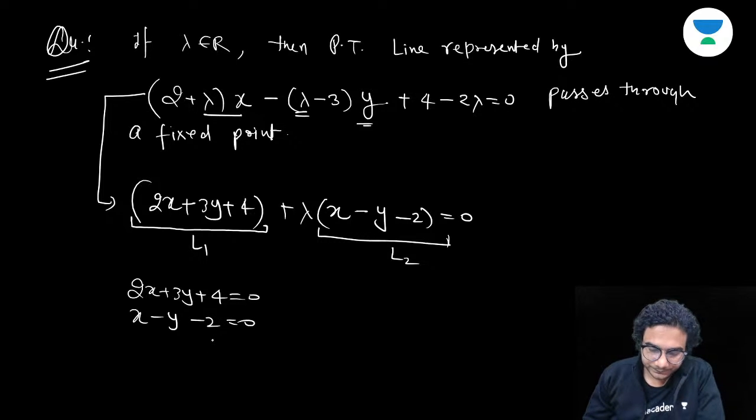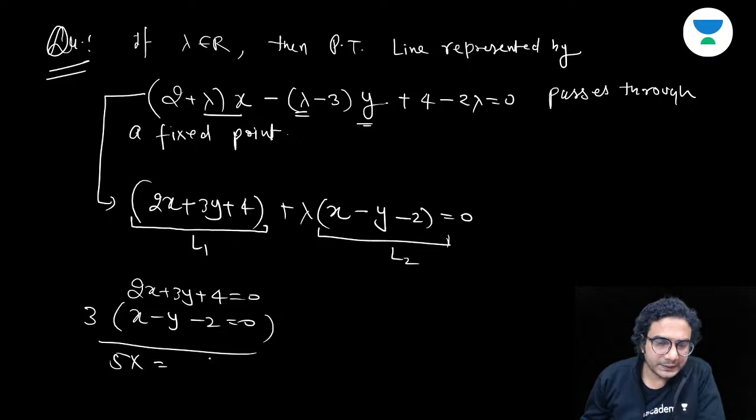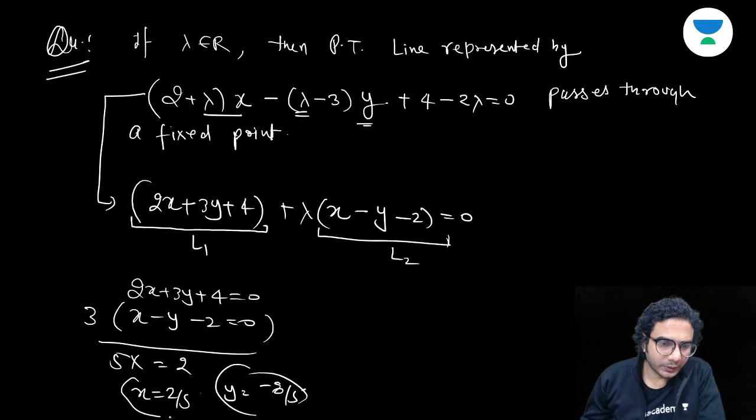All right. To solve it, just multiply by 3 and add. So you'll get the point. So 5x minus 6 plus 4 is 2 minus 2, so 5x is equal to 2, so x is equal to 2 by 5. If you put x is equal to 2 by 5, y is going to be minus 8 by 5. All right, so I think this is the point, if I've solved it correctly.